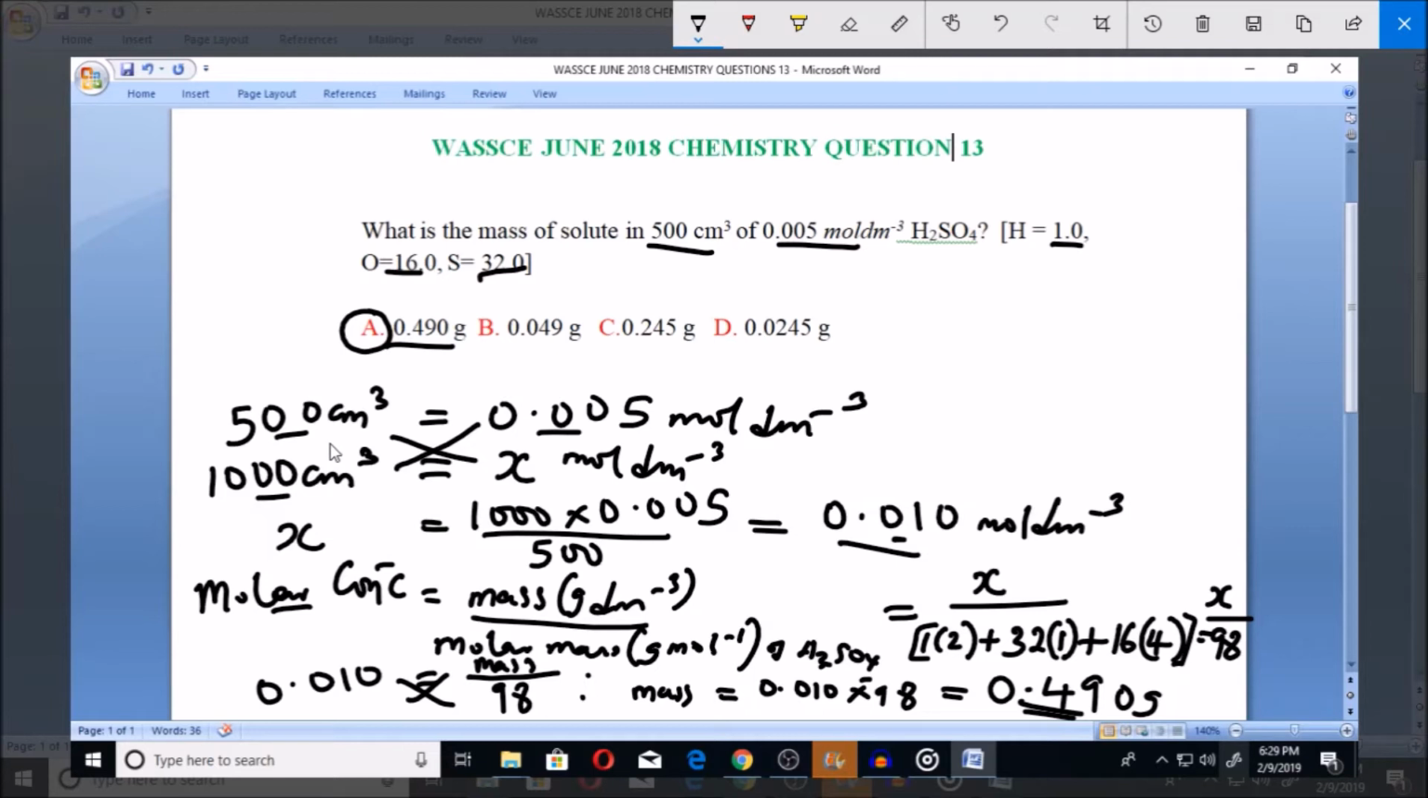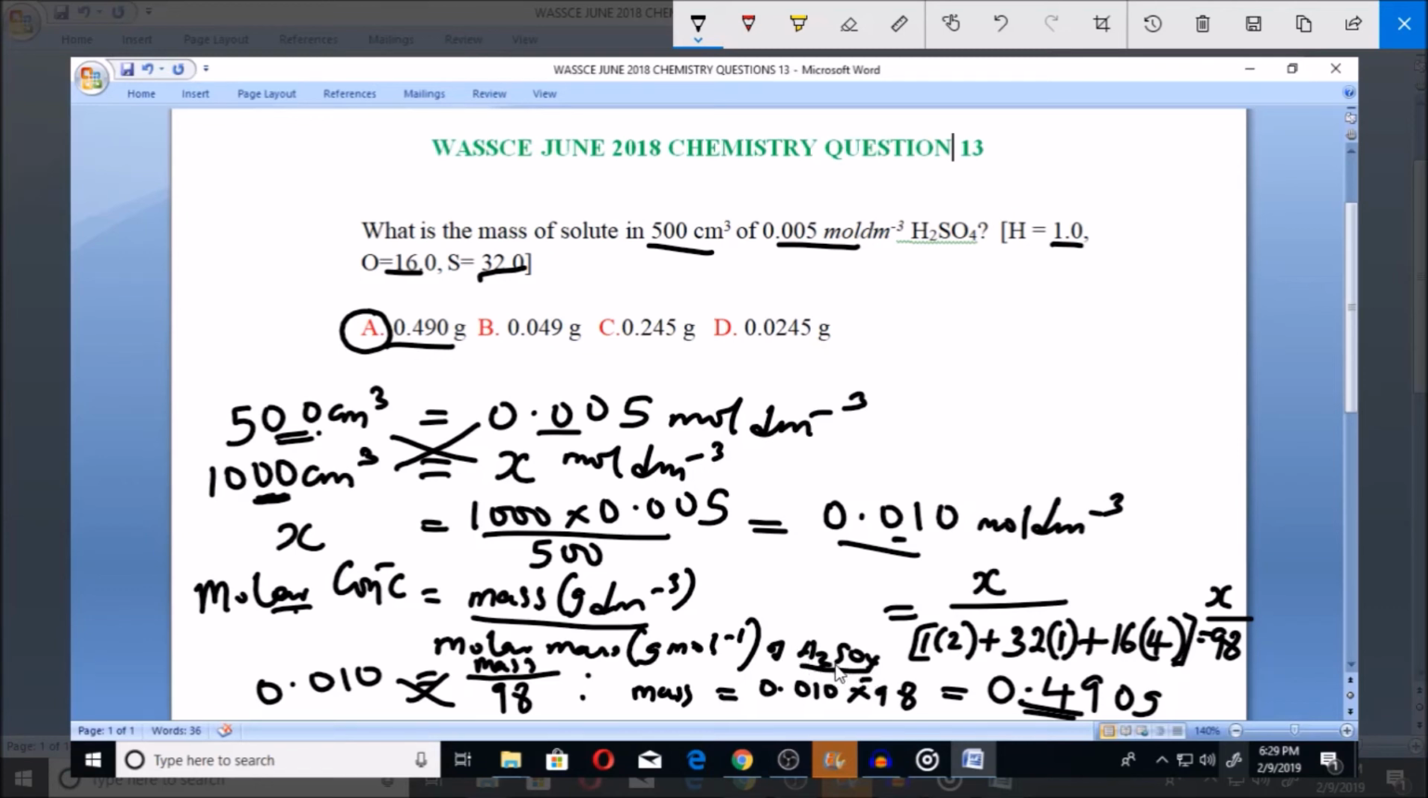So you see the way we went through it. What is the molar concentration for 500 cm³? It is given. The molar concentration is 0.005. Now, in this formula, you need to get the molar concentration for 1000 cm³. So given that the molar concentration for 500 is 0.005, that of 1000 will be x, and making x the subject of the formula, we get 0.010. So the formula says that molar concentration is equal to mass concentration all over molar mass. The mass of the solute you don't know, so over molar mass you calculate considering the substance you have.